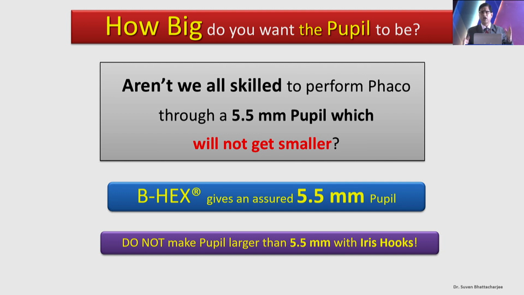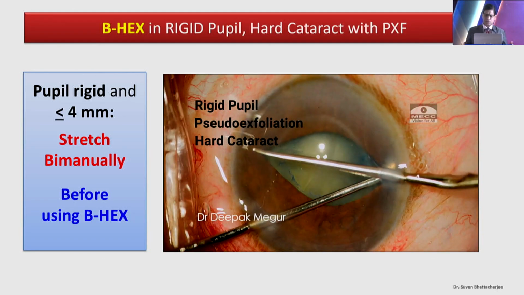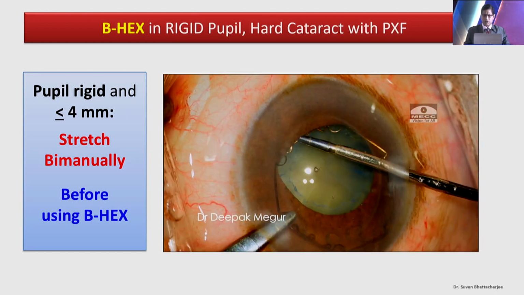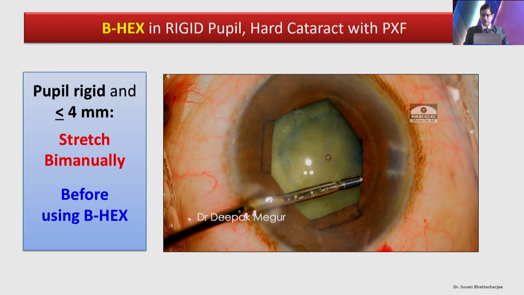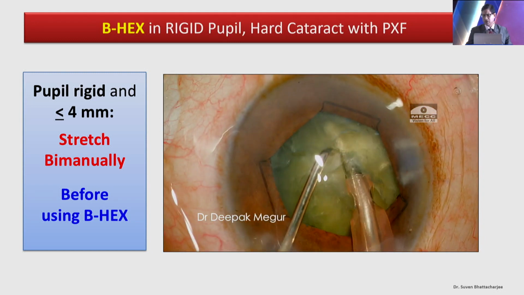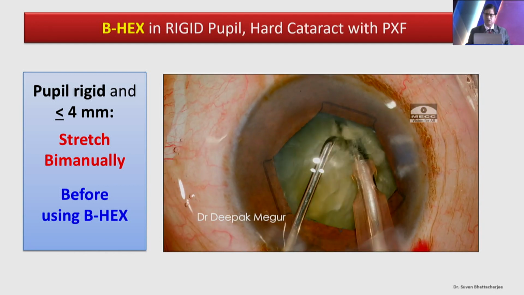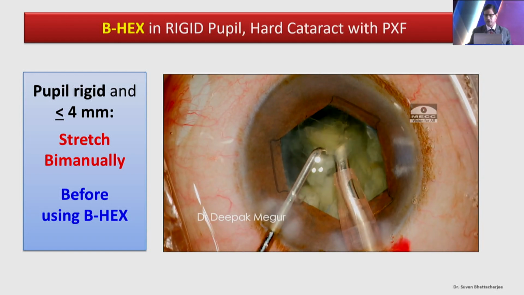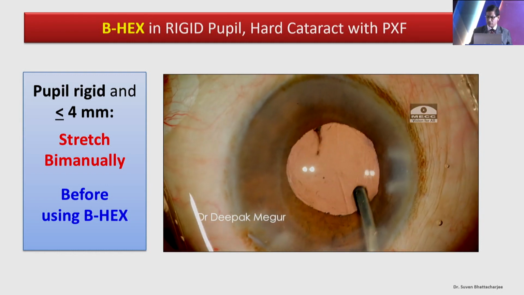If you're using iris hooks, I would strongly encourage you not to go beyond a 5.5 and keep a handle on that. Now, this is a rigid pupil. I just showed it earlier. Rigid pupil, pseudoexfoliation, Dr. Deepak Megur, a little bit of viscoelastic under the pupil margin, and that's a 5.5 pupil, nothing more than that. And this is a pretty hard cataract. All you need to do is chop that nucleus into small fragments, and you are pretty comfortable getting away with whatever technique you use. You need to just get that into smaller fragments, and thereafter it's an easy job.